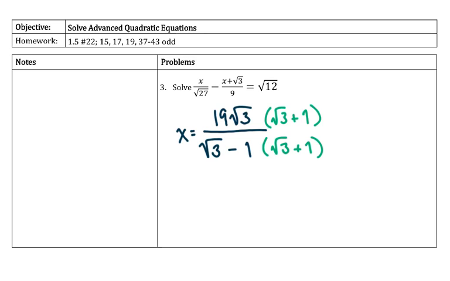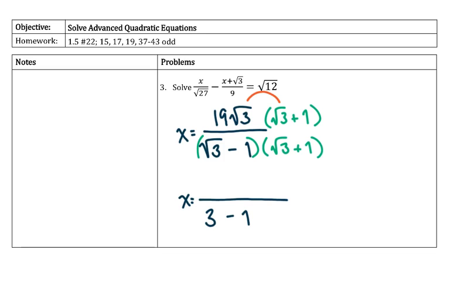So the nice thing that happens here is that if you then expand the denominator using the FOIL method with the conjugate, you get root 3 times root 3, which is 3, and then plus root 3 minus root 3 for the outer and the inner, which cancel out, and then negative 1 times 1, which is just minus 1 in our denominator, so we've gotten rid of the root.